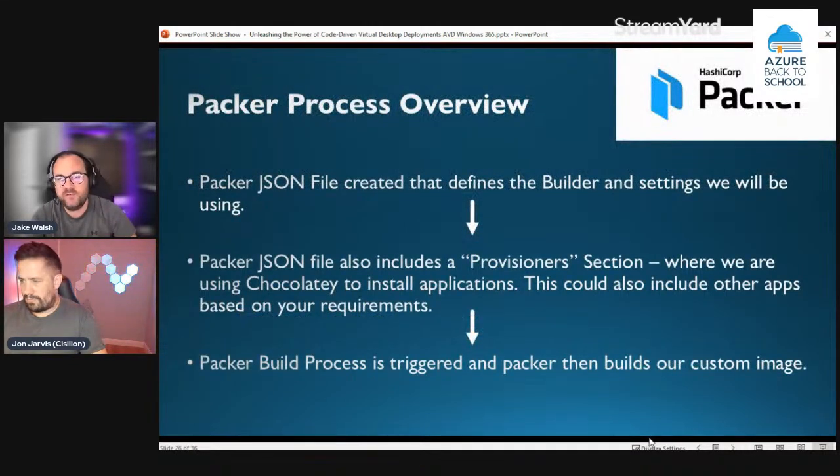So Packer, let's just move on to that quickly. So Packer obviously is a JSON file that defines the builder settings we'll be using. It also includes a provisioners section. This is really important. This is where I'm actually using Chocolatey to install a number of applications. So that could be apps, it could be customizations, it could be a script that runs to do something unique to your build, your business, whatever that may be. Packer then actually runs that build process once we trigger it and builds our custom image.